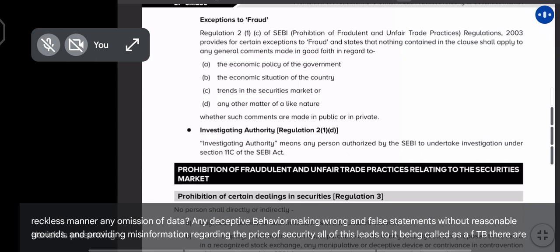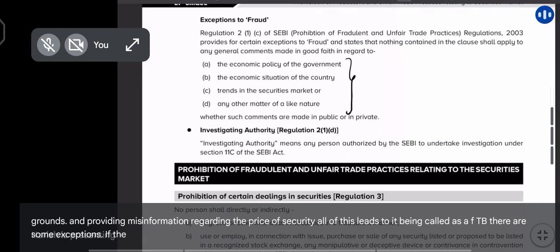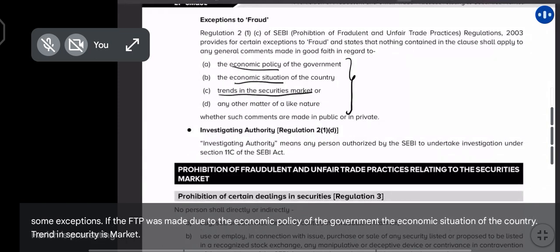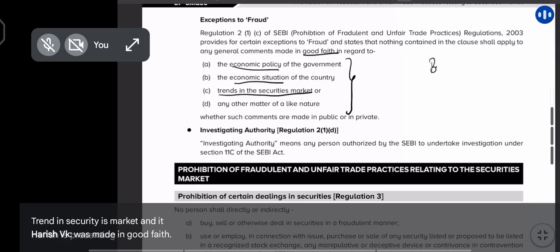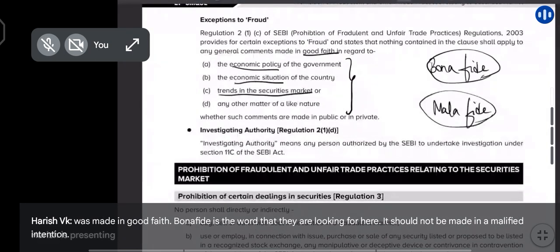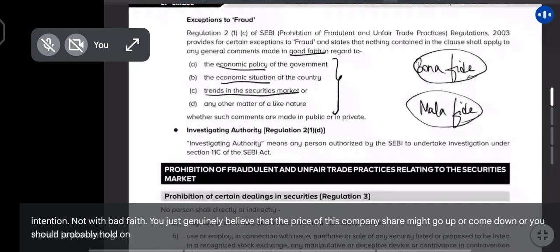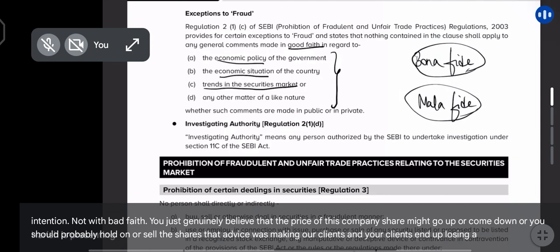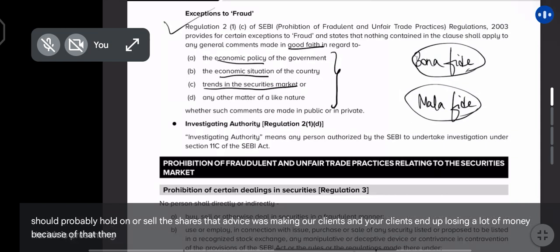There are some exceptions. If the FTP was made due to the economic policy of the government, the economic situation of the country, or trends in the securities market, and it was made in good faith, bona fide is the word they are looking for here. It should not be made with malafide intention, not with bad faith. You just genuinely believe that the price of this company's share might go up or come down, or you should probably hold on or sell the shares. That advice was given to your clients, and your clients end up losing a lot of money because of that. Then you may be exempted from the fraud.